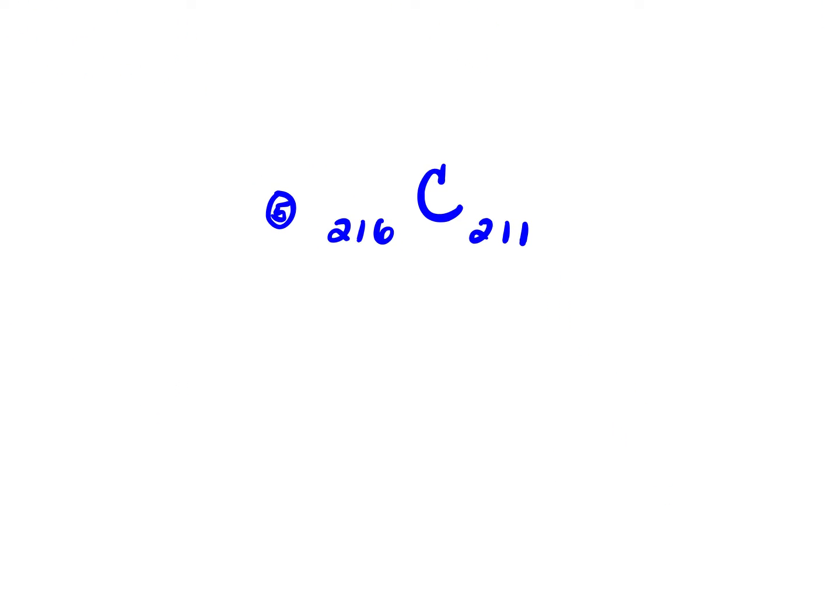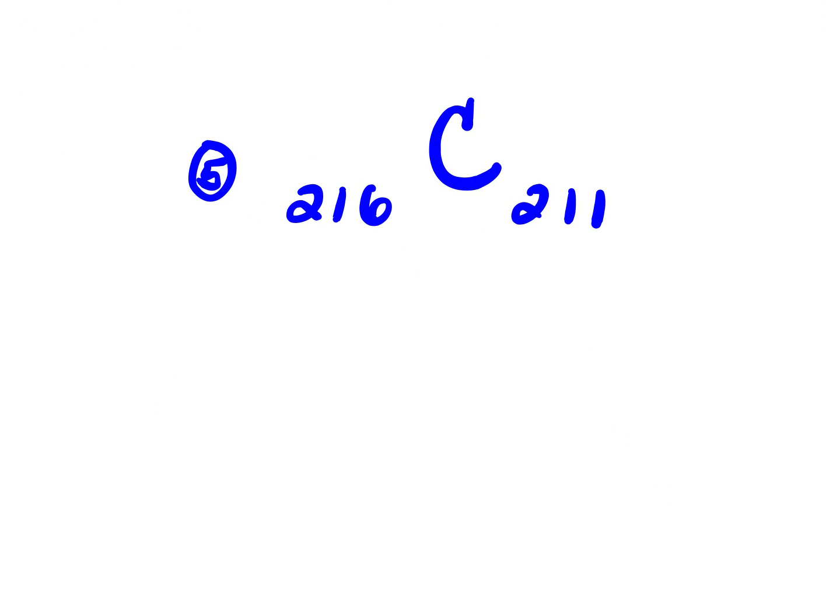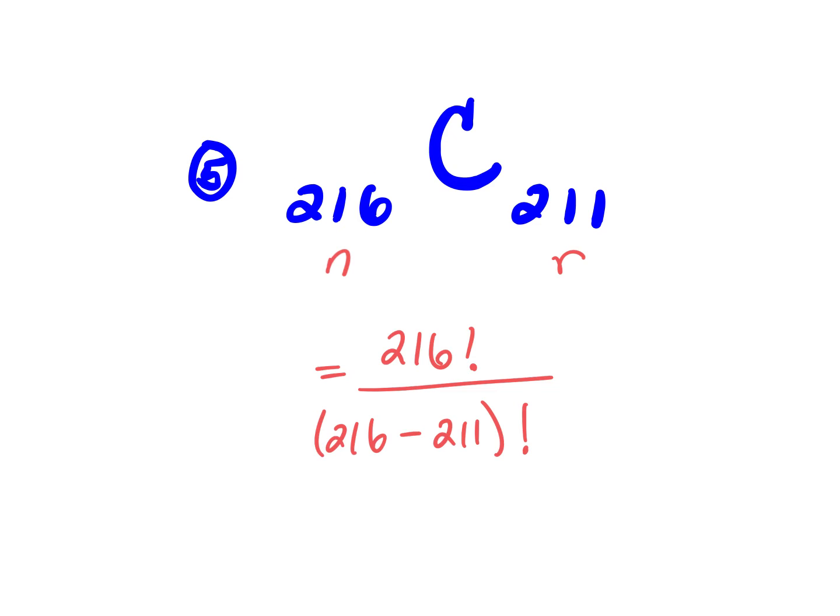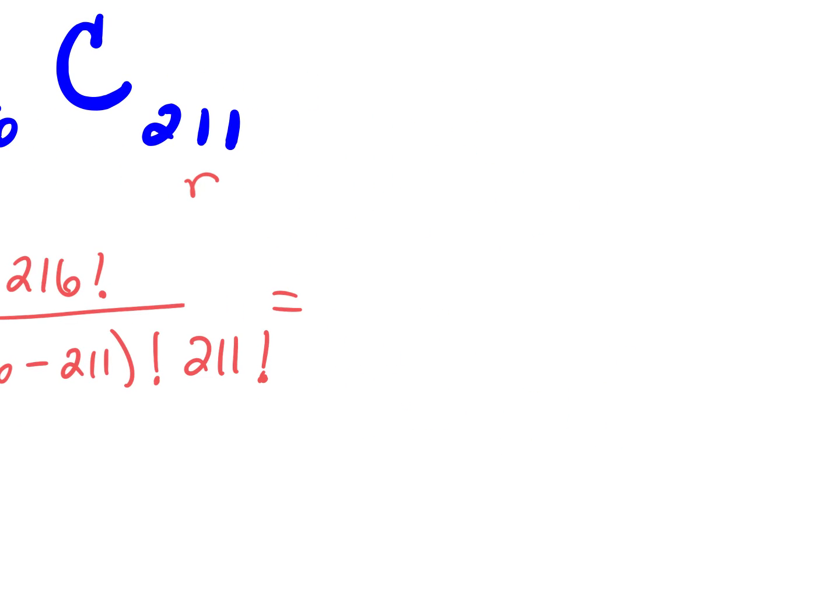Say you have a problem like this, right? Your n is your 216, your r is your 211, correct? What I need to see from you guys is 216 factorial over 216 minus 211 factorial times 211 factorial. If that's all you show me, that's okay. Most of you will show me a little more work.